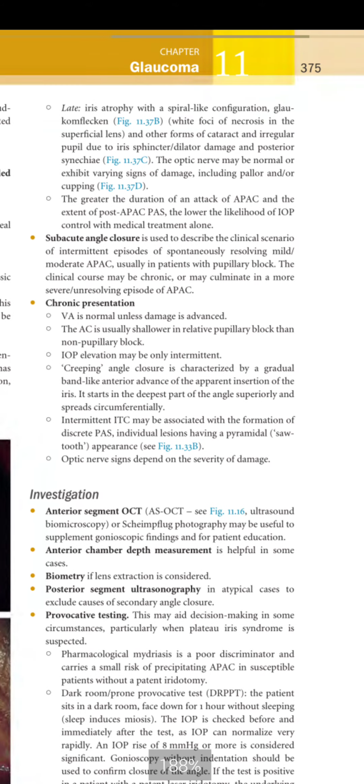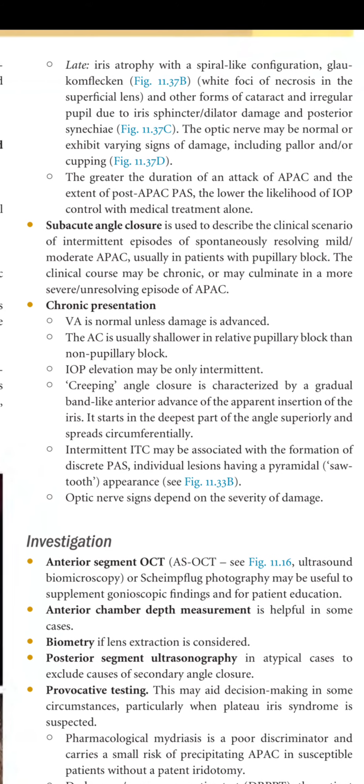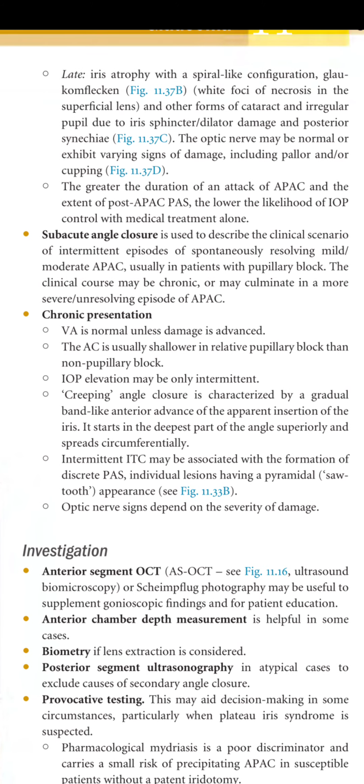So next is subacute angle closure. Subacute angle closure is used to describe the clinical scenario of intermittent episodes of spontaneously resolving mild or moderate APAC, usually in a patient with pupillary block. The clinical course may be chronic or may culminate in a more severe or unresolving episode of APAC. So basically, a patient may sometimes have intermittent episodes of mild to moderate angle closure. So it is called subacute angle closure.